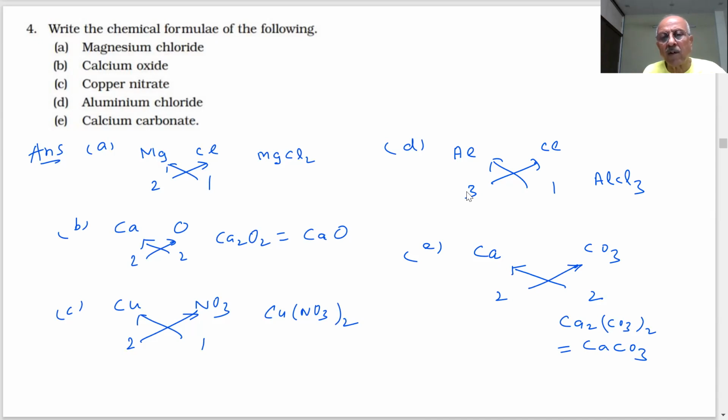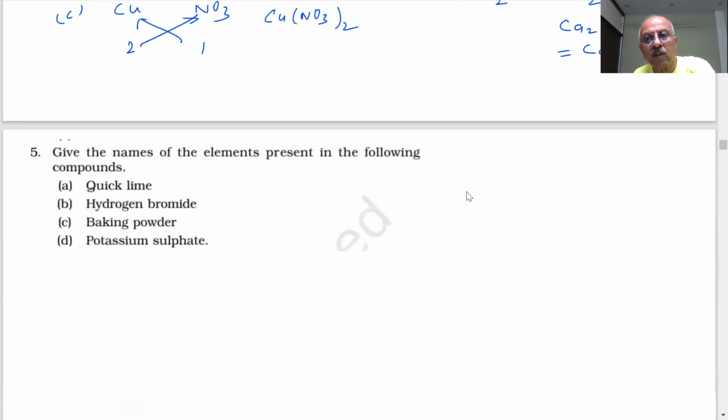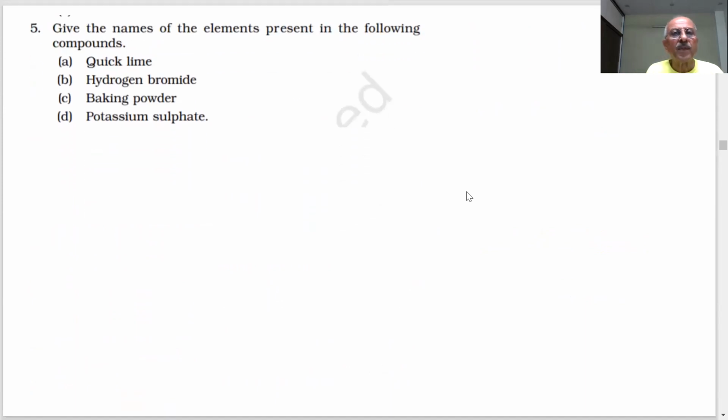So we can see how easily we can write the formulas if we know the method which we have discussed in our previous YouTube lecture. This is very important. Such questions will be there in the board exam. Next question is coming, students. Give the names of the elements present in the following compounds. All right, you have 1 minute for each question.